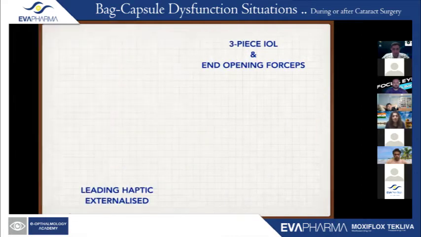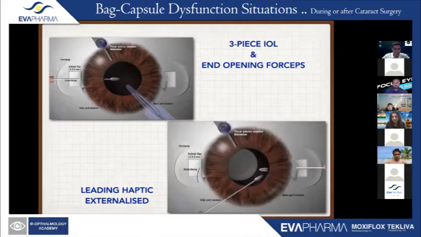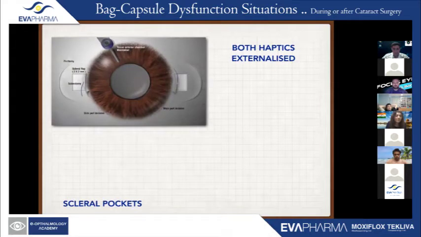Having made these sclerotomy sites on either side, 180 degrees apart from each other, you load the 3-piece intraocular lens and inject it inside with the end-opening forceps that you are seeing here. Then you catch the tip and externalize the leading haptic, and you do a maneuver for the trailing haptic, which is then externalized. Then you have both the haptics externalized on either side.